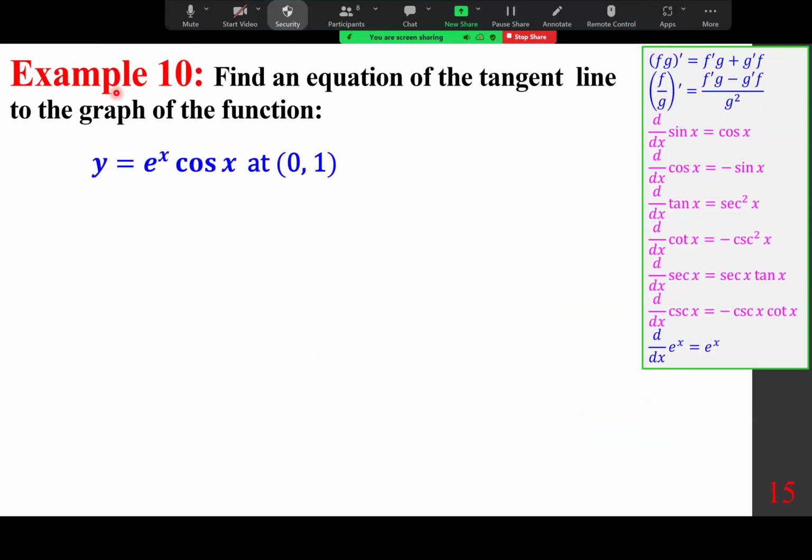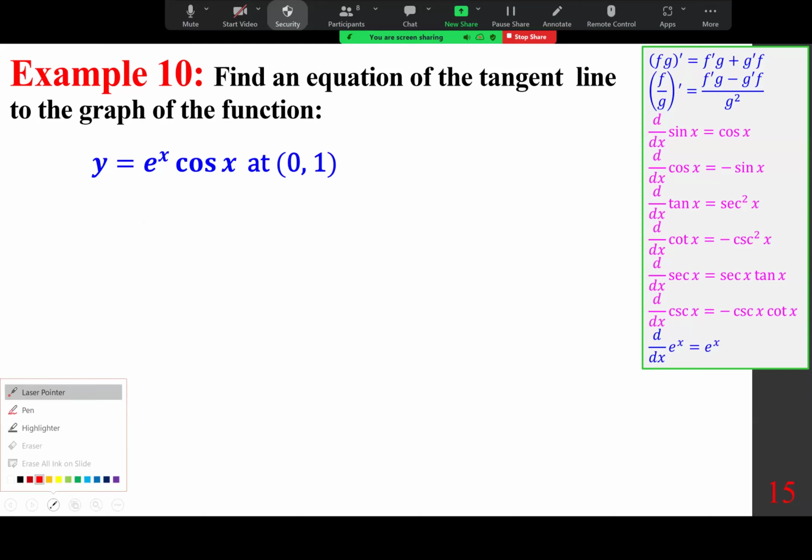Example number 2. Find an equation of a tangent line to the graph of the function y equals e to the power of x cosine x at (0, 1). In order to find an equation of any line, we need two things. We need a pair (x, y), which is given. We also need the slope, which is not given. So the methodology is to first and foremost differentiate, then plug in 0 to find the slope.